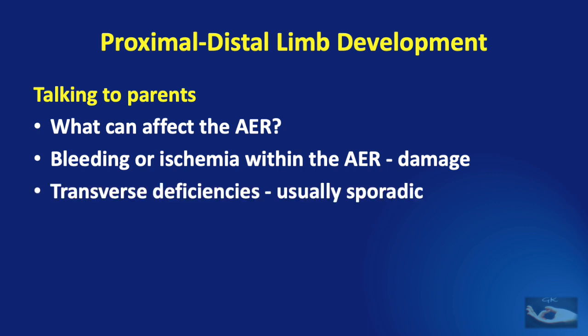Transverse deficiencies that occur, that is, arrest of growth of part of the limb, are usually sporadic. This means that they can occur without any underlying reason like a genetic problem. These transverse differences are not inheritable and future children are unlikely to be affected.